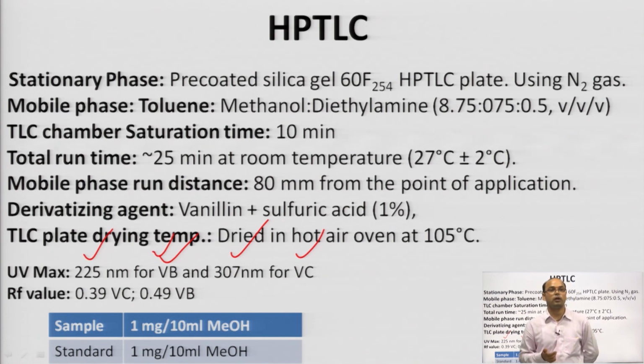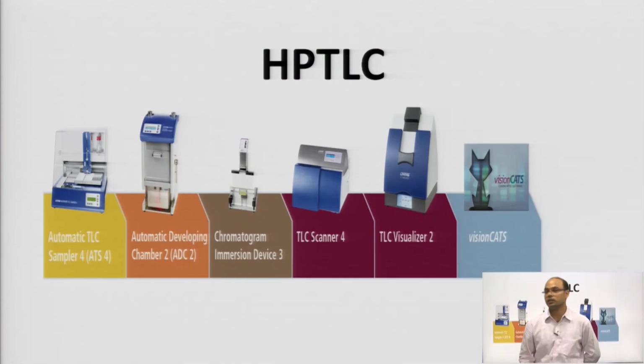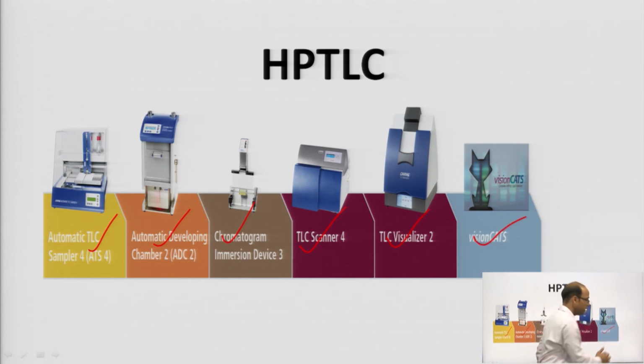The RF value for vinblastine is 0.49 for this analysis, and for vincristine we have got an RF value of 0.39. In this way you can carry out the HPTLC analysis for your drug. This is the automatic sampler, this is the developing chamber, here is the chromatogram development chamber. Then you can scan your pictures, then you can visualize the spots, and everything is getting done with the help of VisionCat software which is available in the market.